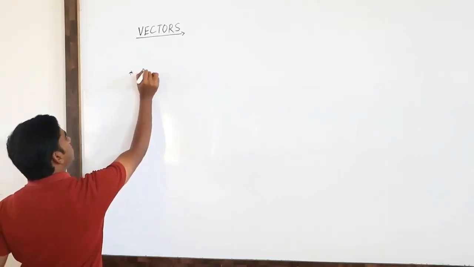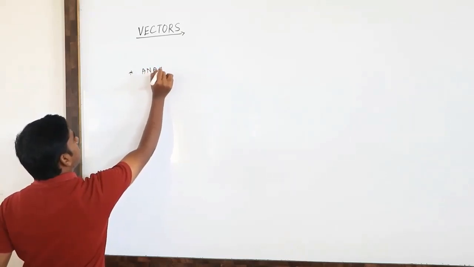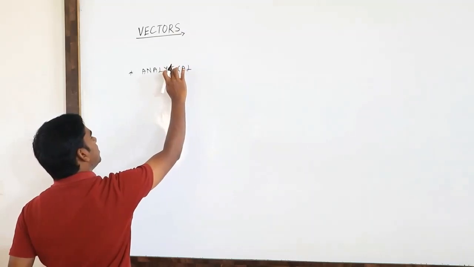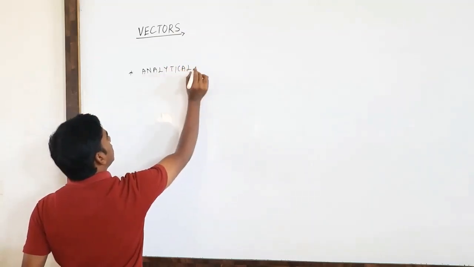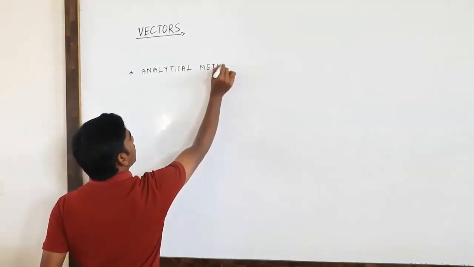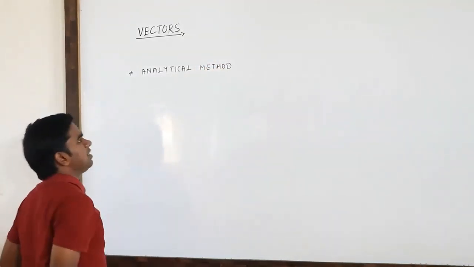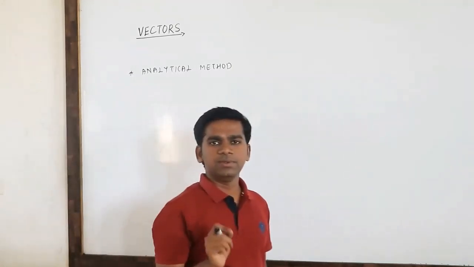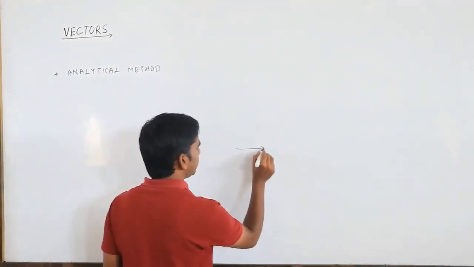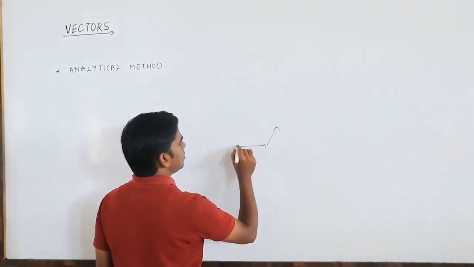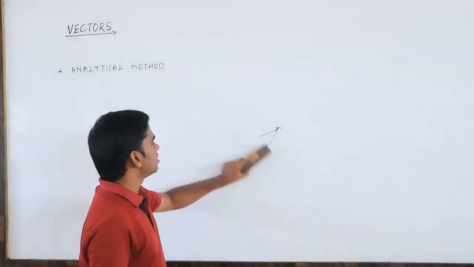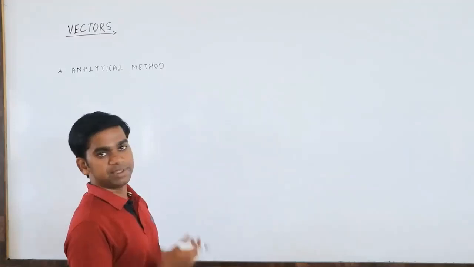Very important method, that is what we call the analytical method. Okay, so what is this analytical method? Whatever we have used so far was the graphical method. Suppose you know this length and this length, so join them, take a scale and measure, you will get the answer. So that can be done with the help of a small scale.